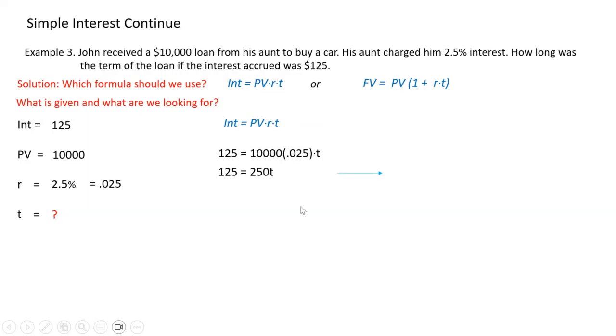Now we divide both sides by 250, and it will give us 0.5. It's going to be half a year or 6 months. 0.5 years or half a year, right? That's the answer. That's how long it will take.